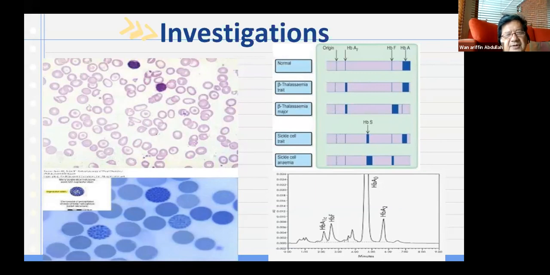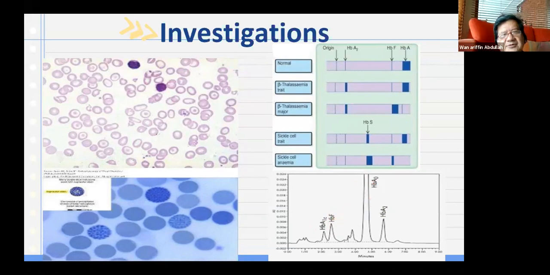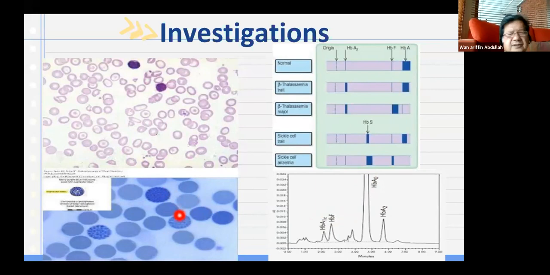Okay, can move on. And this one is for HPLC. It is more like a graph. HPLC is much more detailed. You can see HbA1c as well. Usually you do HPLC first and all that, then you don't see HbA1c. That's why I said just now you don't see it. So what about the other slide, the blue one? I think this is the nucleated RBC. Okay.